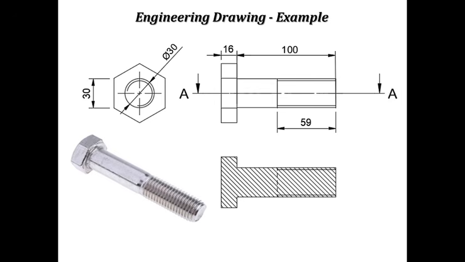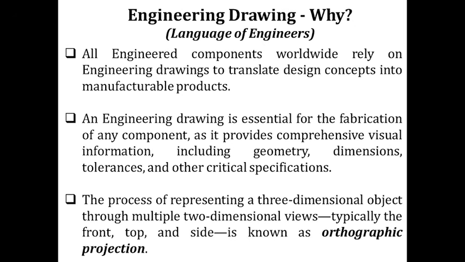This slide shows an example of an engineering drawing. Notice that the drawing contains multiple views of the same component. It also includes dimensions, symbols, notes, and other manufacturing information. Every line and every number has a specific meaning. By the end of this module, you will be able to understand and create drawings similar to this. Next slide. Why engineering drawing?